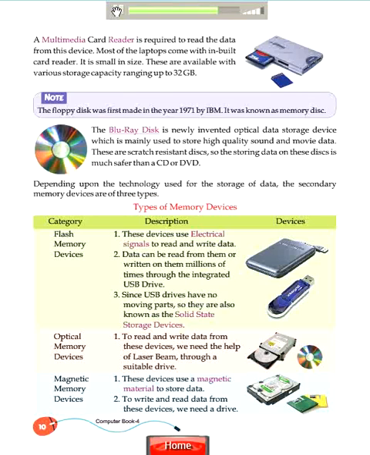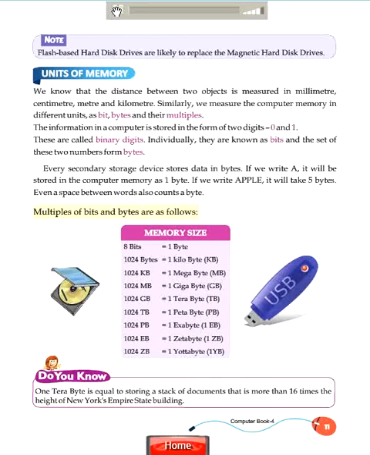Category: Optical memory devices. Description: Number 1. To read and write data from these devices, we need the help of a laser beam through a suitable drive. Category: Magnetic memory devices. Description: Number 1. These devices use a magnetic material to store data. Number 2. To write and read data from these devices, we need a drive. Note: flash-based hard disk drives are likely to replace the magnetic hard disk drives.